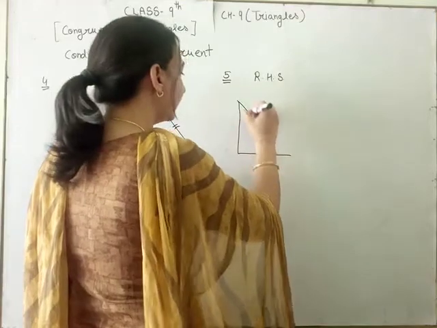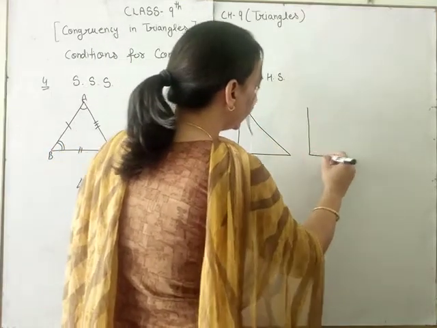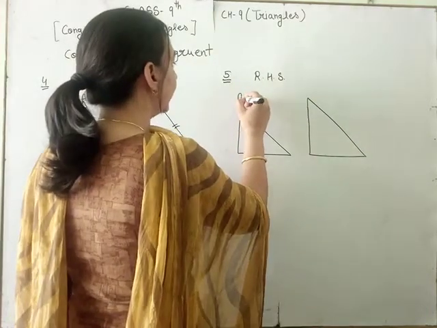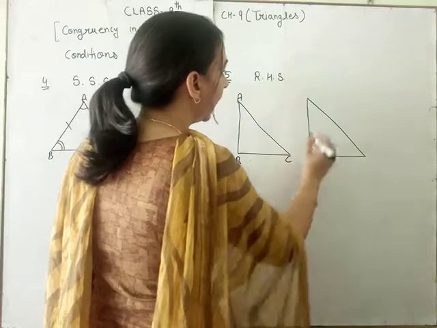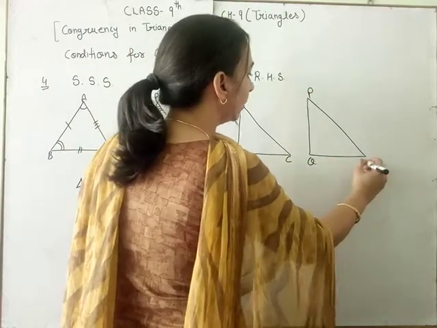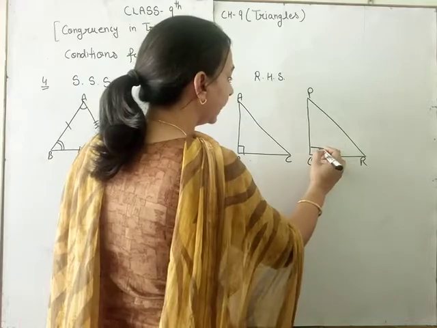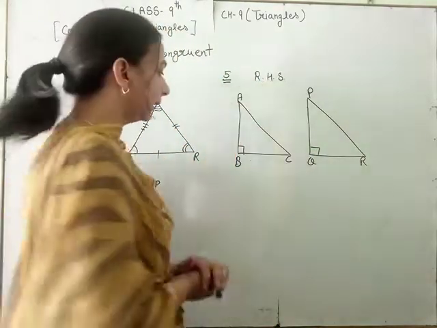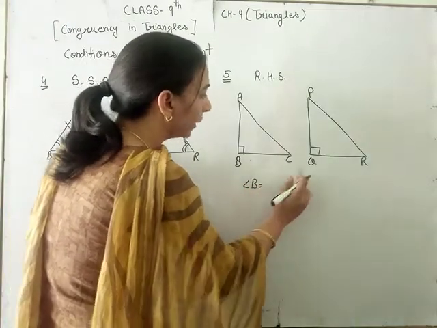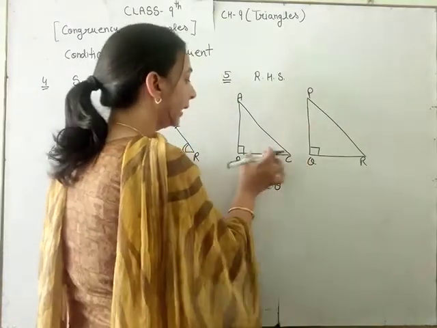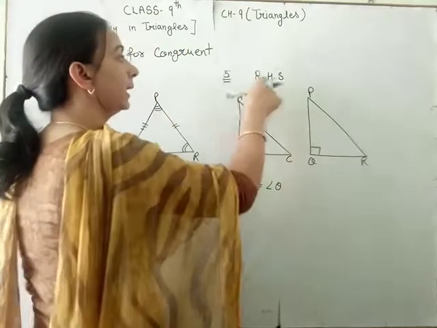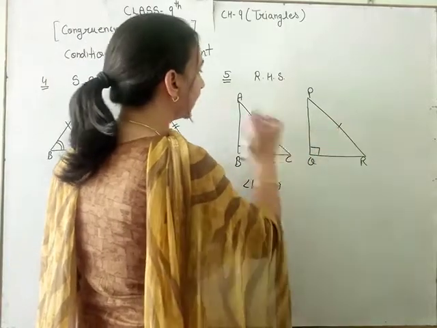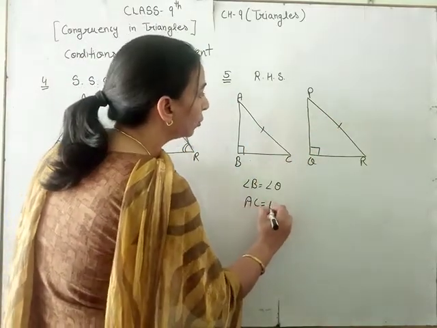In this condition there are two triangles in which one angle is a right angle. Let this triangle be A, B, C, and let this be P, Q, R, and angle B is 90 and angle Q is 90. Here R means right angle, then angle B equal to angle Q. This is also right, one angle equal. Next, hypotenuse, opposite angle of 90. This is hypotenuse, and this is given AC equal to PR.